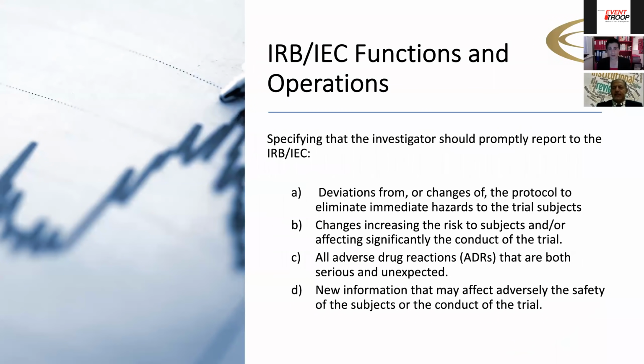Now, as I mentioned, what about their ongoing review? So what happens during the ongoing review? Okay. As you're conducting the research, whatever type of research it is, you must keep your IRBs informed of what is happening. They want to know if you've deviated from the protocol, or if there were any immediate hazards to the subjects, so you inform your IRBs. If there are any changes that increase the risk to the subjects or significantly affect the conduct of the trial, you must let your IRB know that.